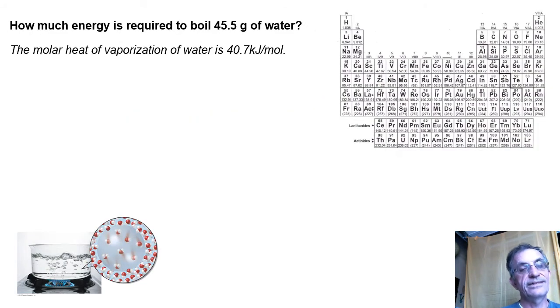All right, so this one is how much energy is required to boil 45.5 grams of water? And then they tell me the molar heat of vaporization of water is 40.7 kilojoules per mole. So yeah, I guess they're telling me that, right? So you won't have to go back and look in the table. So let's just double check that's the right number though.